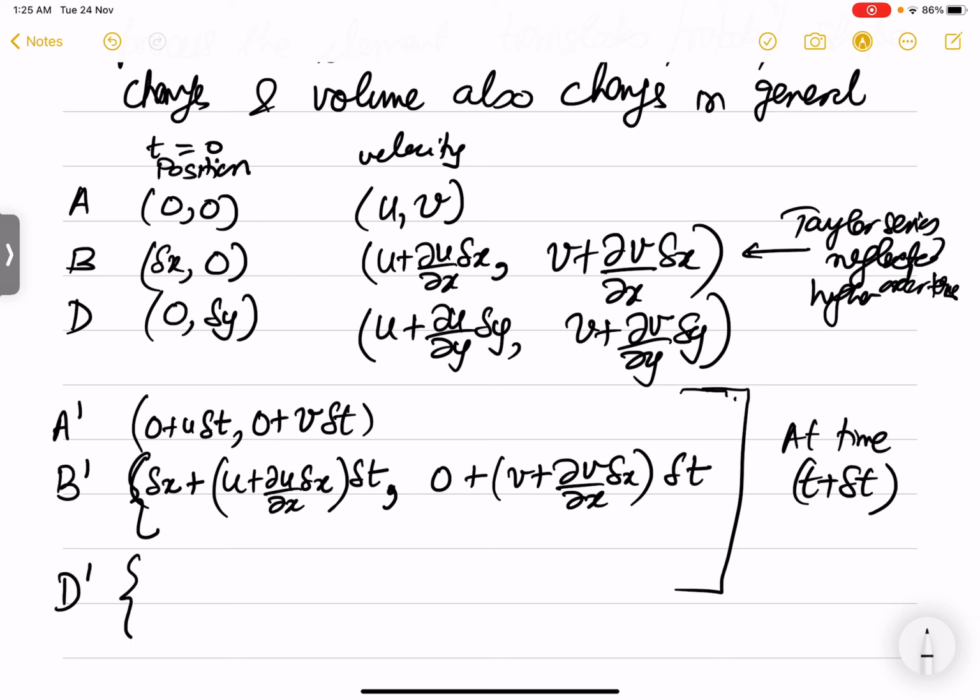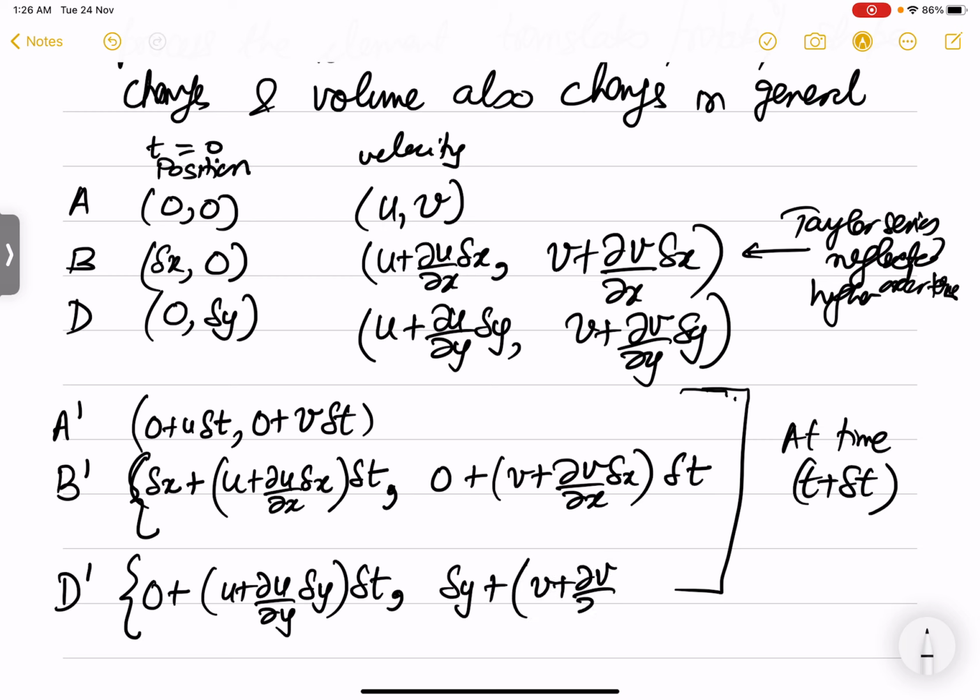Similarly, the coordinates of D prime: the x coordinate initially was 0, it stays 0 plus, now we have to take this velocity u plus partial u by partial y delta y multiplied by delta t. And the y coordinate will be delta y plus v plus partial v by partial y delta y multiplied by delta t. So this is the total x and y coordinates of A prime, B prime and D prime.